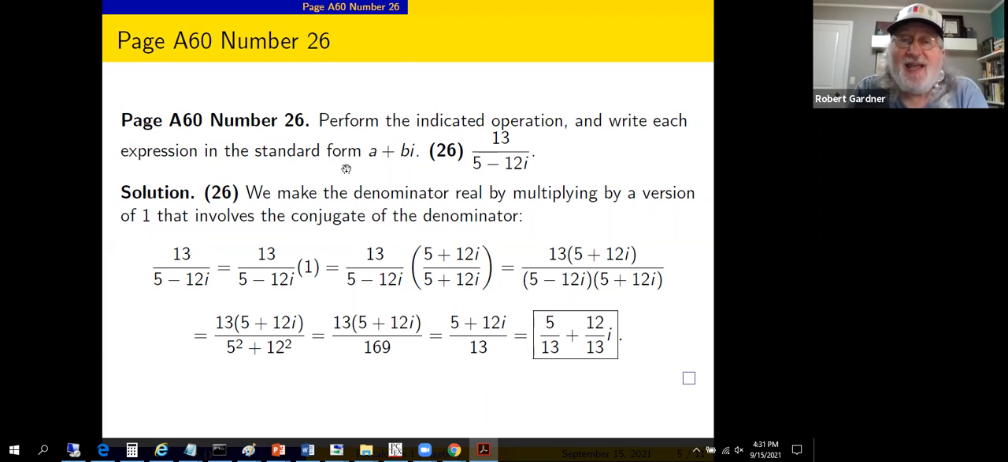They wanted this in standard form. That's 5 over 13 plus 12 over 13 times i. Couldn't put it in standard form unless we did this thing of making the denominator real. And you do that by multiplying by the conjugate of the denominator. In general, that's the way we'll deal with division. Let's look at a division question.